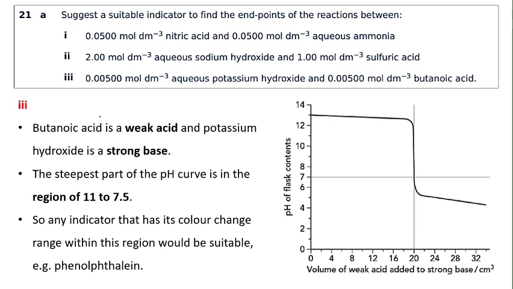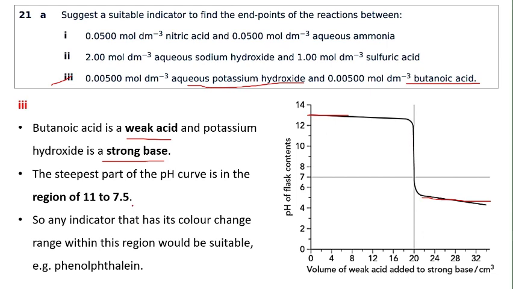Part 3. Now we have 0.005 mole per dm cube of aqueous potassium hydroxide and we have butanoic acid. Here the potassium hydroxide is a strong base and butanoic acid is a weak acid. So now we have strong base and weak acid. First of all, we have to find the pH range. Strong base means it will start from near 14. Weak acid means it will be near 7, not near 1. And if we check out the straight line at the center, it will be close to 14, more towards the basic side.